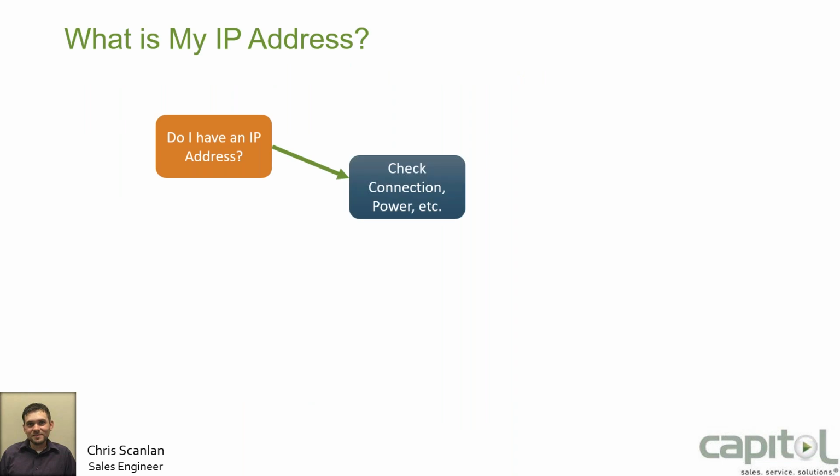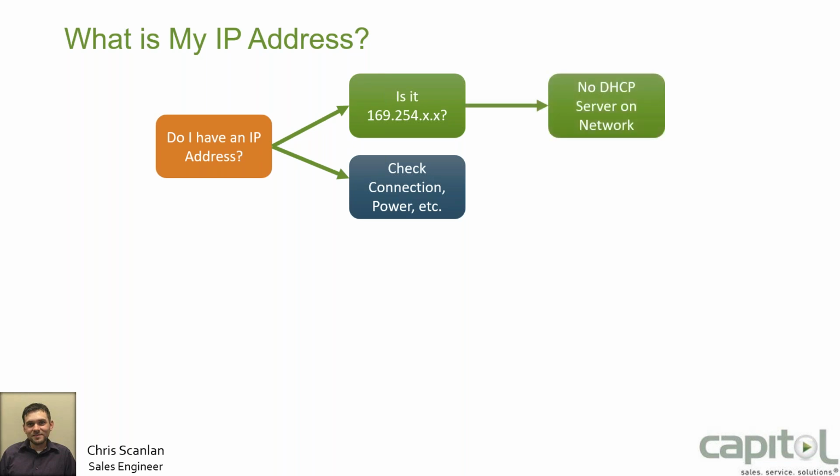So when we get into troubleshooting, the first thing we want to do is ask, do I have an IP address? If you don't, you want to check the connection, power, etc. If I do, and it comes back as a 169.254 whatever, that means you're connected to a switch or a device, but it's not getting an IP address. So the first thing to look at is whether there's no DHCP server on the network, meaning is my router turned on? Is my cable connected to the router properly? Some of those troubleshooting steps.